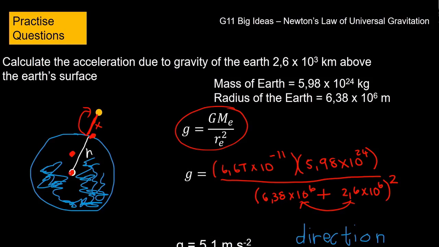Once we've put that into our calculator, we get an answer of our gravitational acceleration is 5,1 meters per second squared. And which way is it going? Because this object, or if we were here, we wouldn't be floating off in that direction. We would be pulled towards the center of the Earth. So this would be 5,1 meters per second squared downwards.